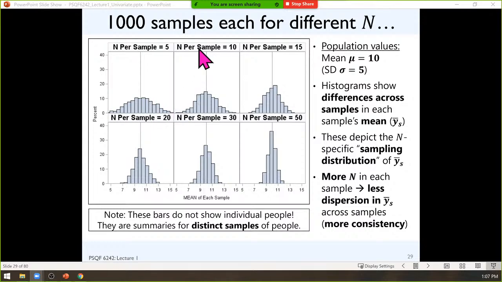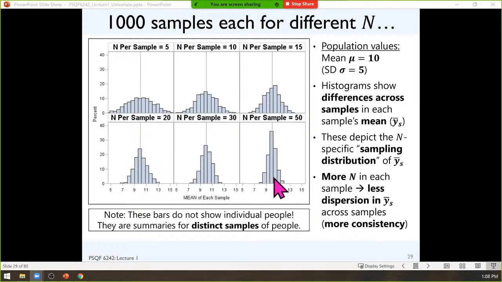Now, if I get a bigger sample, I double it. I take 10 people, sample them, get the mean. 10 people, get the mean. 10 people, get the mean. That's this middle one right here. It's converging. It's getting closer. The samples are less spread out. They are more likely to get to the right answer. And if I go to 15, that tendency continues. Here's 20, here's 30, and here's 50.